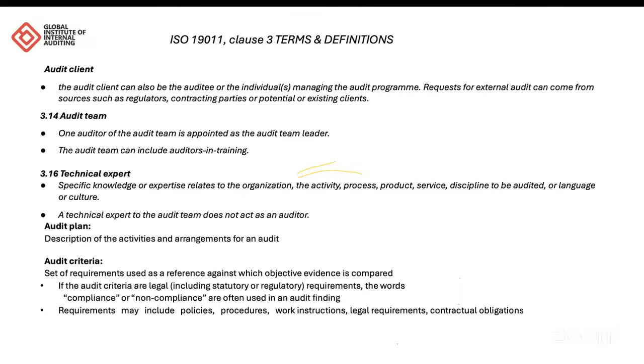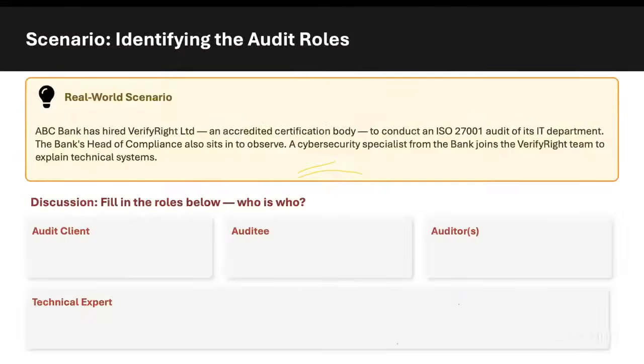So whatever audit you perform must be evidence-based. Some of the requirements here in my slide: if the audit criteria are legal, including statutory or regulatory requirements, the words compliance or non-compliance are often used in the audit findings. For instance, you are conducting a legal audit, a statutory regulatory audit, you say they comply or they do not comply. And part of the requirements that could be used as criteria could include their policy, procedure, work instructions, contractual obligations, and the likes.